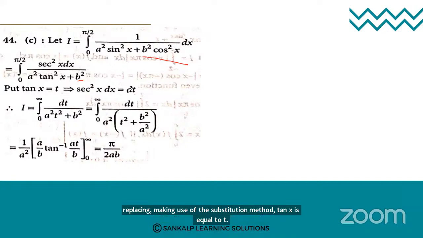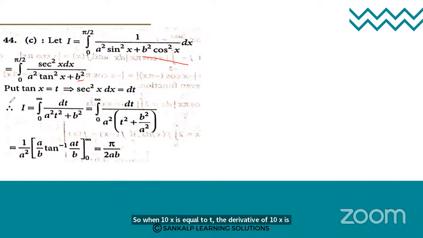Now we are making use of the substitution method. Tan x is equal to t. So when tan x is equal to t, the derivative of tan x, secant square x dx, is equal to dt. On simplifying, we get I is equal to integral from 0 to infinity of dt divided by a square t square plus b square. We can take out a square, so it will be of the type t square plus b square upon a square.